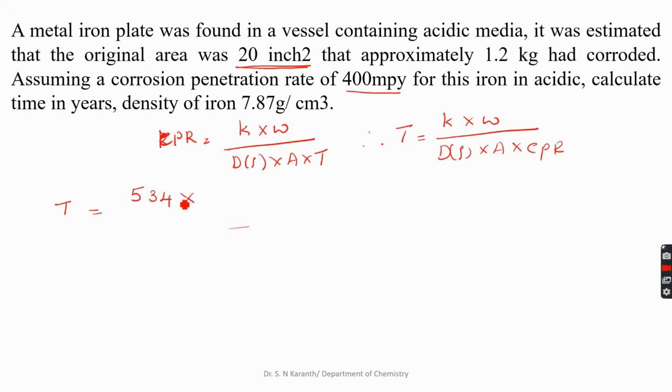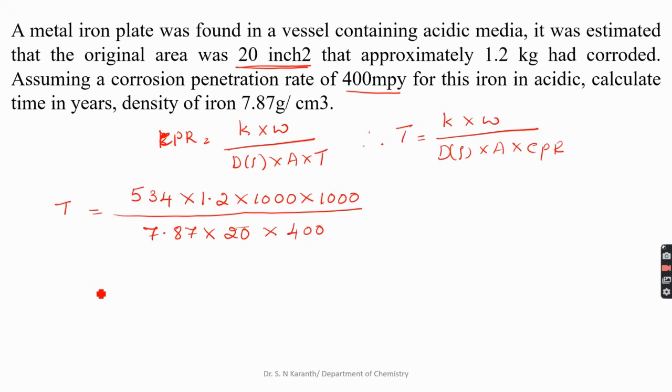So 534 into W, that is 1.2 kg, which should be converted into milligram. First I converted into gram, then I converted into milligram. So that's why I multiply by 1000 times, divided by the density 7.87 into area. The area is directly given in terms of inch square, 20 inch square, into time. The period you have to calculate in that place is CPR. CPR is 400. So the time taken to decay this metal is T.